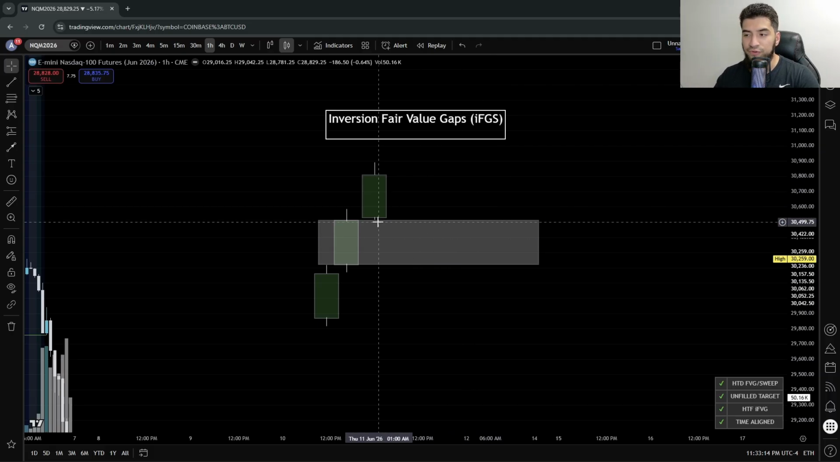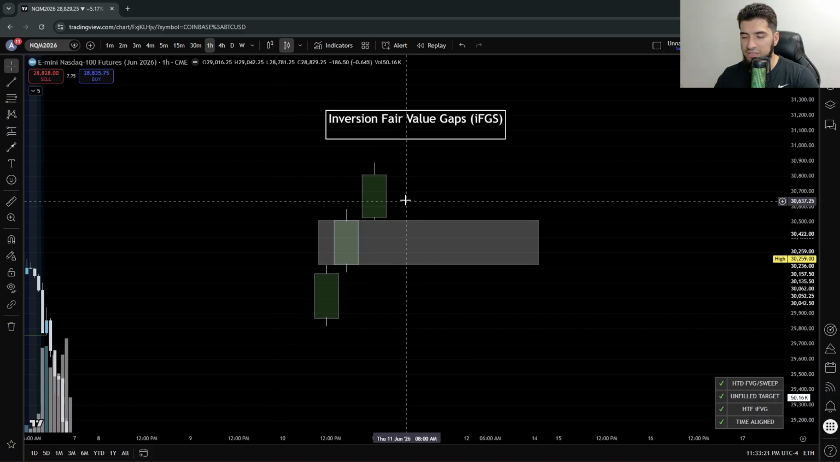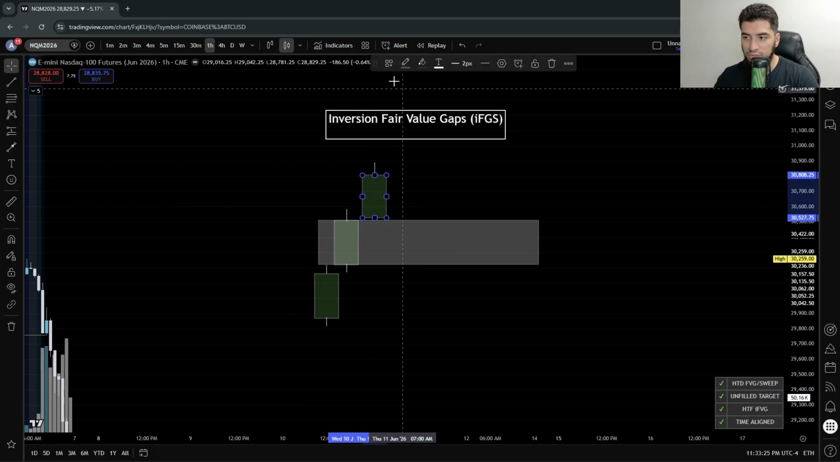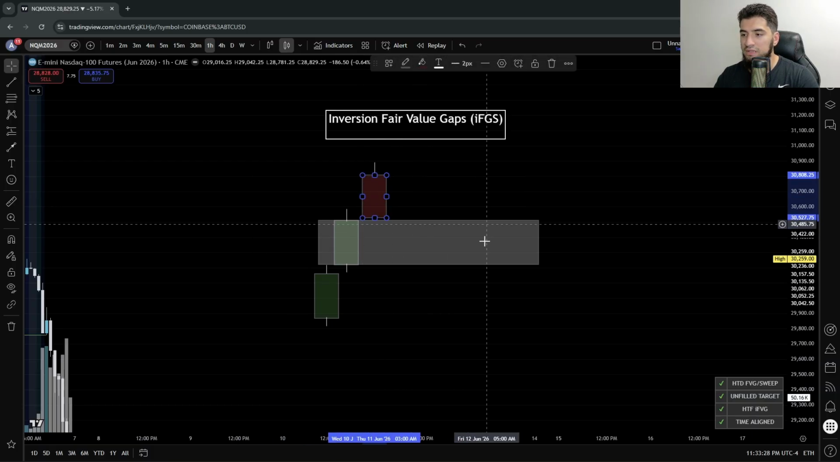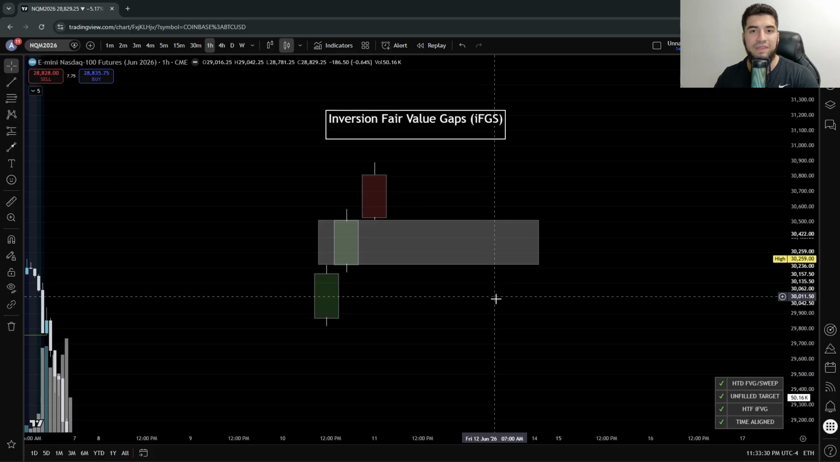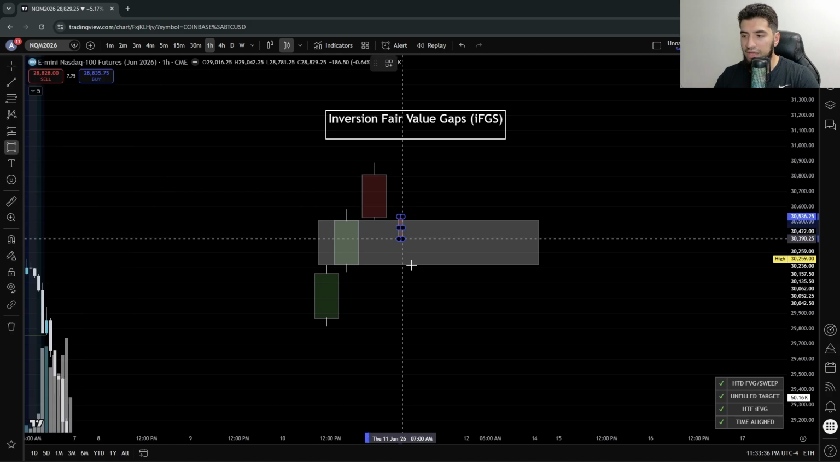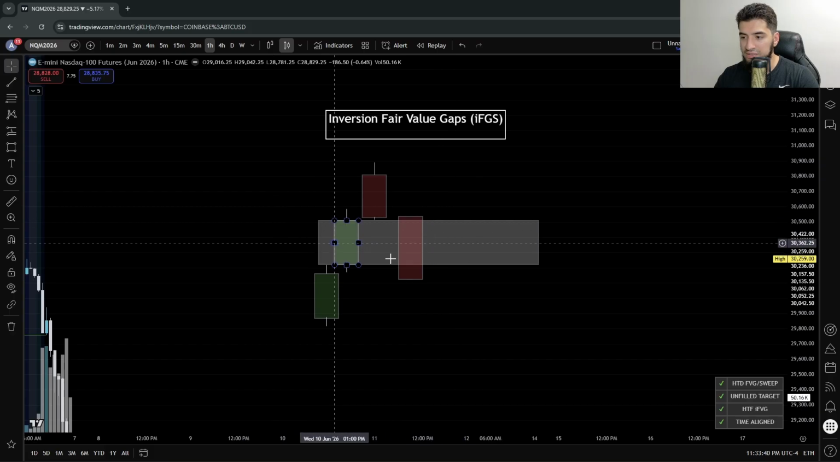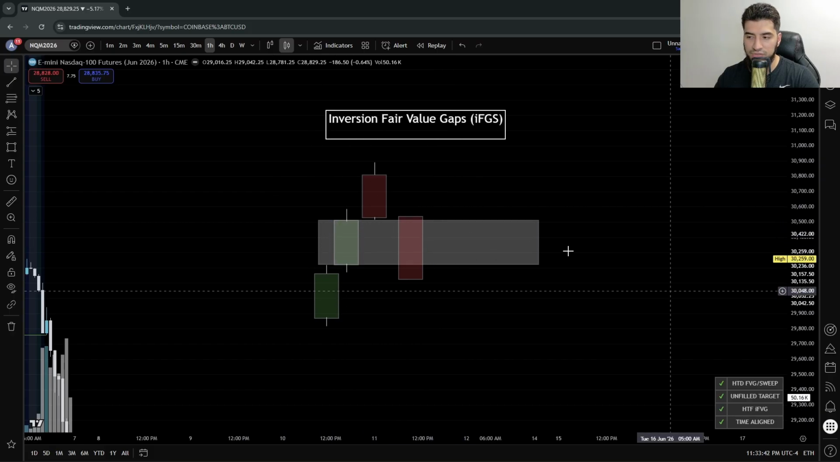So what does an inversion fair value gap tell us? Scenario like this, right? Let's say you have a 3 candlestick pattern formation in an uptrend. Like I said, this doesn't have to be all 3 green candles. So let's make this a red candle. It could even be this, right? So what would be considered an inversion fair value gap in this scenario? For an inversion to happen, a body closure has to happen below this gap, below this inefficiency, below this fair value gap.